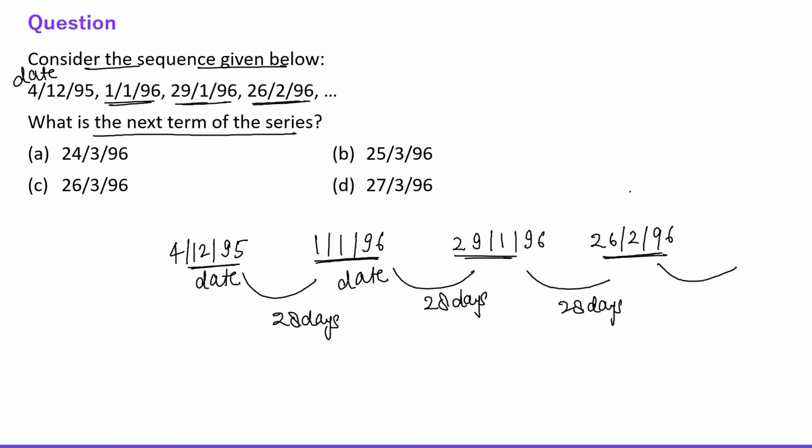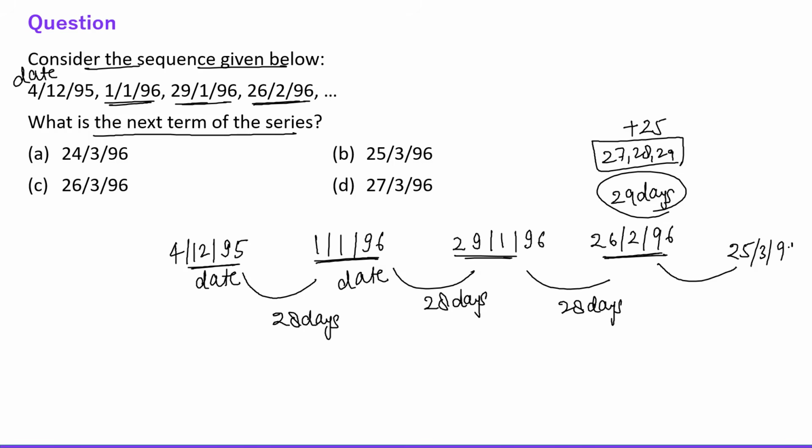Here February is of 29 days. Please mind it, because 1996 is a leap year. So here February will be of 29 days. So 27, 28, 29, 3 days will be in February. And then after that 25 more days in March. So 25th March 1996 will be the next date. This will be the answer, right? Simple one, but the thing is you have to crack it. This is not that simple. Okay, now let's move to the next question.